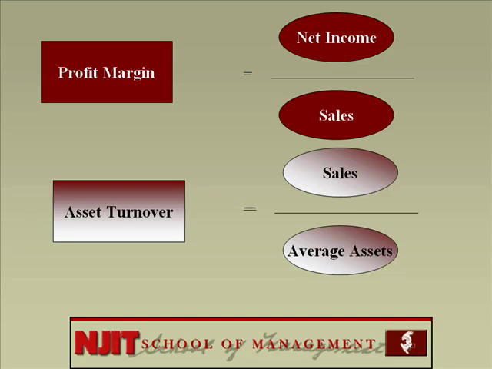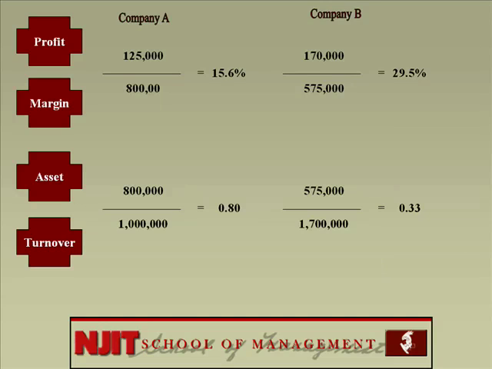Are you done? Did you get these answers? Compare this with the answers you got. I'm just using the formulae. Overall, if you look at the screen in front of you, company A has a profit margin of 15.6%. What does this mean? This means that for every dollar of sales, A gets to keep 15.5 cents.